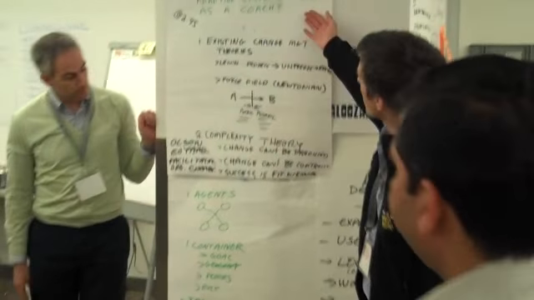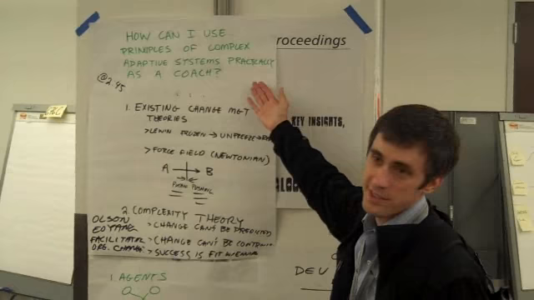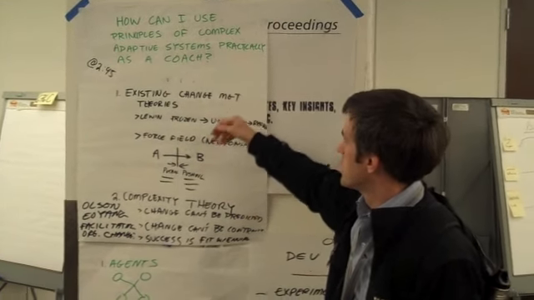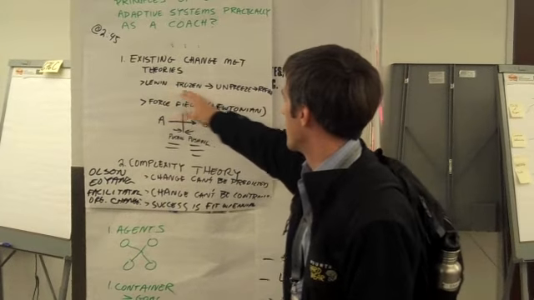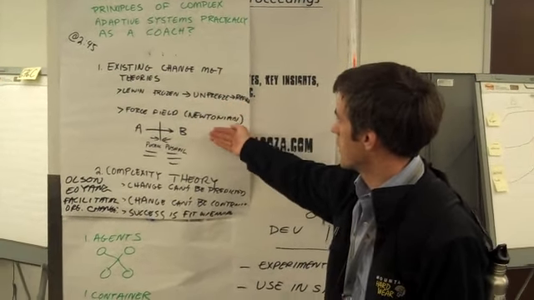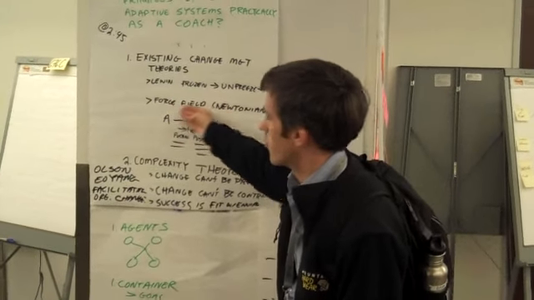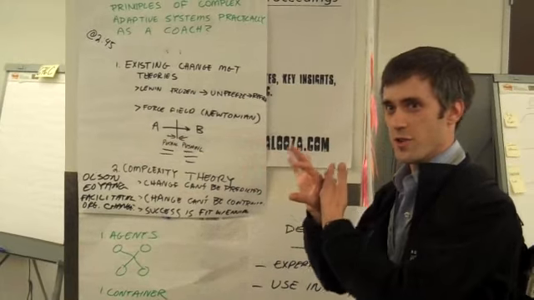I asked the question, how can I use the principles of complex adaptive systems practically as a coach? So we discussed existing change management theories, some Lewin, starting with a frozen organization, unfreezing and then refreezing it, some Newtonian theories around force field analysis, forces that are pushing for change and those that are restraining.